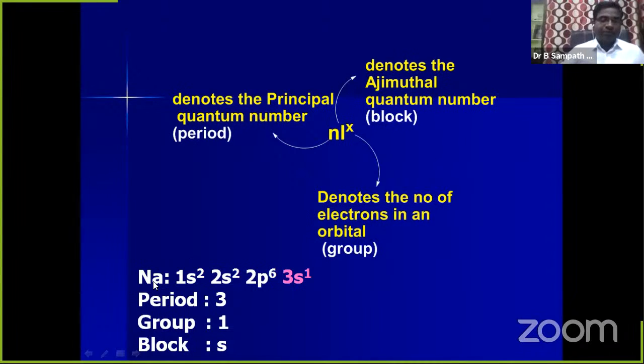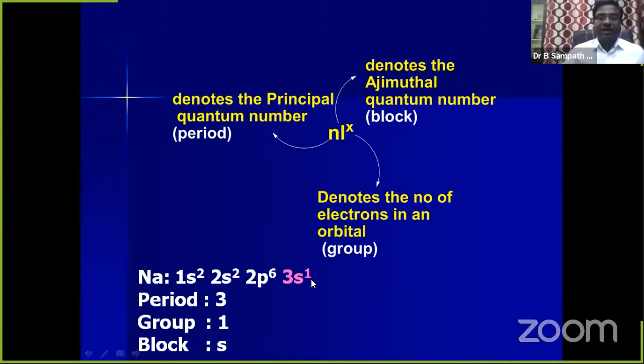See, for example, sodium. Here the atomic number of sodium is 11, 1s2, 2s2, 2p6, 3s1, and this 3s1 valence electronic configuration, if we observe, it is like nLx. The n value is 3. The n value refers to period. That's why this sodium belongs to third period. And this L refers to block. So therefore, this is the 3s1. That's why it is s block element.